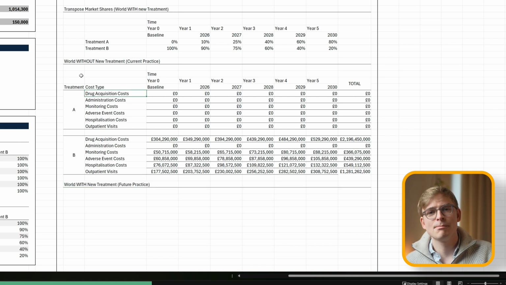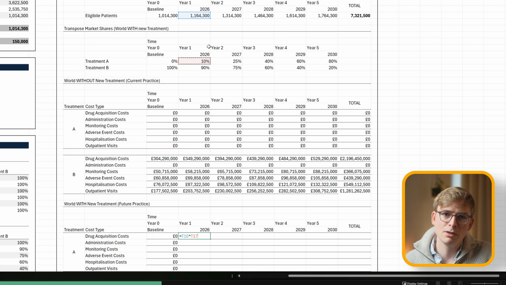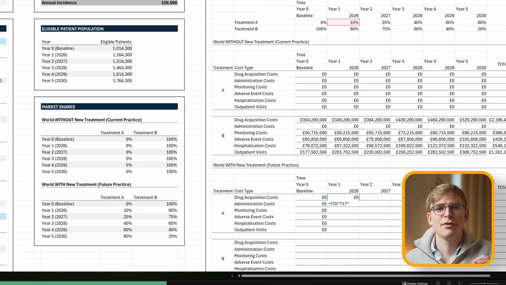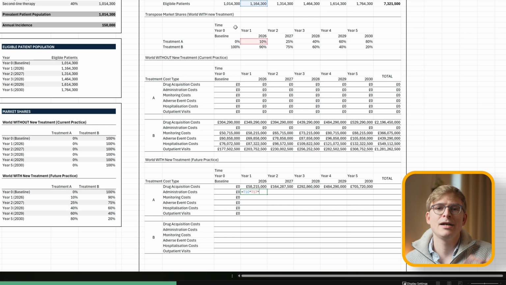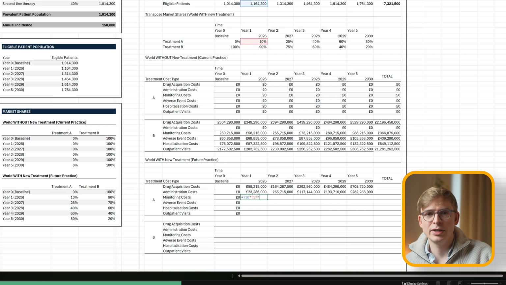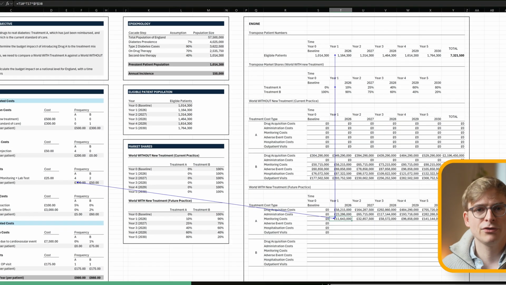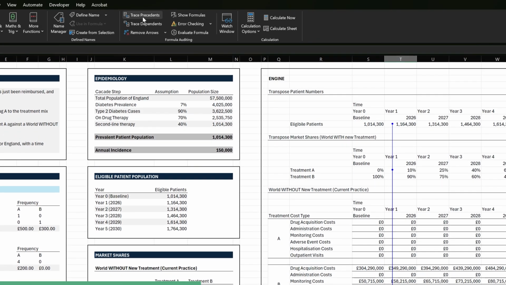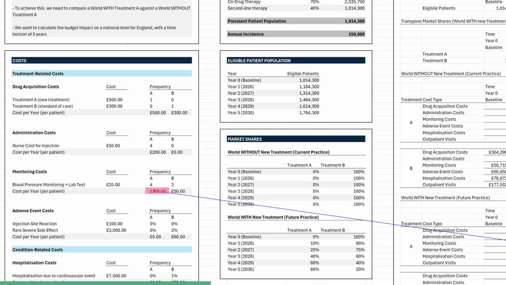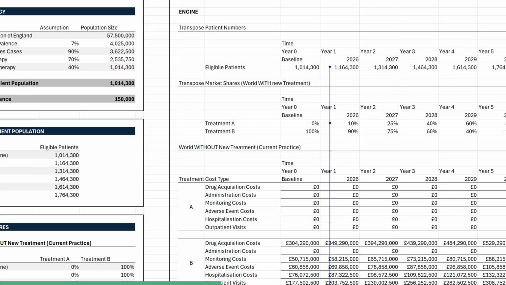As a next step, we need to mirror the table we've created for the world without to create our table for the world with treatment A. The calculations are the same as for the table we've created before, only that this time we also need to factor in the market shares for A and B. For example, our monitoring costs for treatment A in year one depend on the eligible population in year one, multiplied by treatment A monitoring costs and adjusted for the market share of A, so 10% for year one.